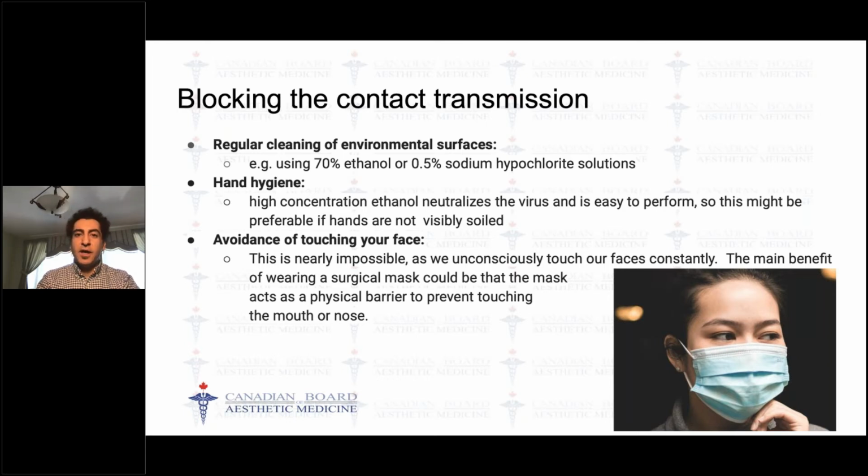That's very difficult. I understand that it is so difficult because many people unconsciously touch their face. Therefore, using a surgical mask is not really necessary for transmission prevention, as long as you keep your social distance. But it's very important because it's going to prevent you from touching your face.